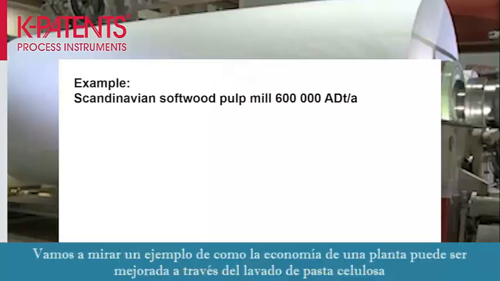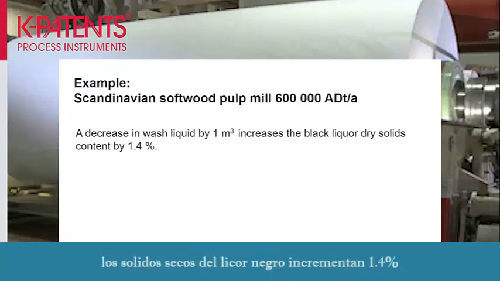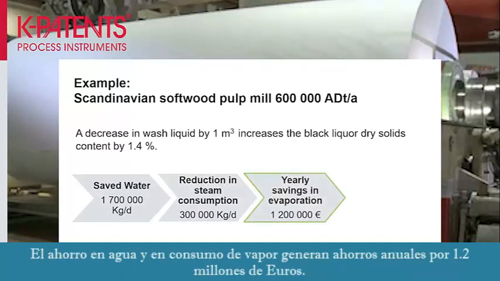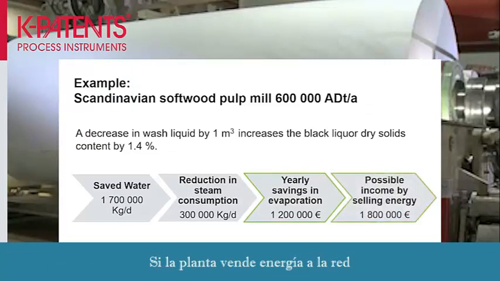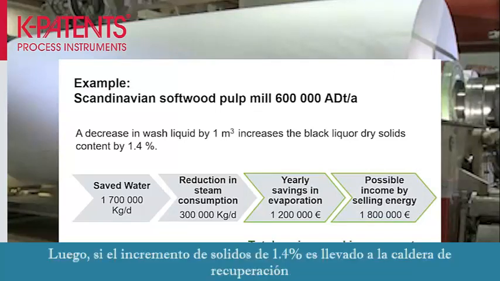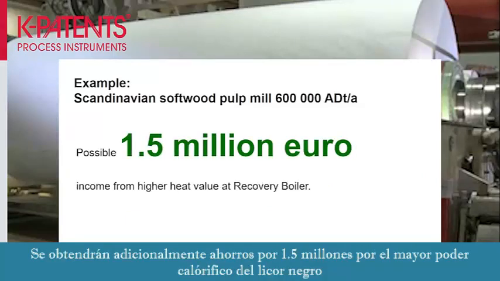Let's take a look at an example on how a mill's economy can be enhanced through brown stock washing. If a standard size mill decreases the washing liquid by 1 cubic meter per ton of pulp, the black liquor dry solids increase 1.4%. The saved water and reduction in steam consumption bring yearly savings worth 1.2 million euros. If the mill sells the energy back to the grid, the yearly savings can rise as high as up to 3 million euros. Then, if this 1.4% solids increase is taken to recovery boiler, it will bring an additional 1.5 million savings in higher black liquor heat value.